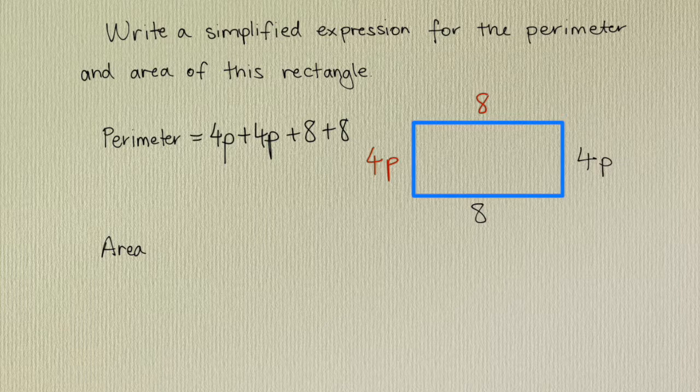Now, that's an expression, but the question asks for a simplified expression. So I need to simplify this perimeter. So 4p plus 4p, that would be 8p, and 8 plus 8 is 16. So my final answer there is 8p plus 16.